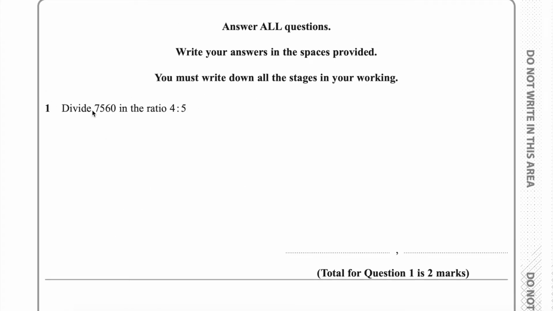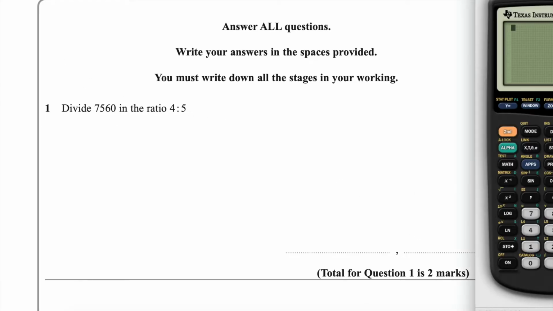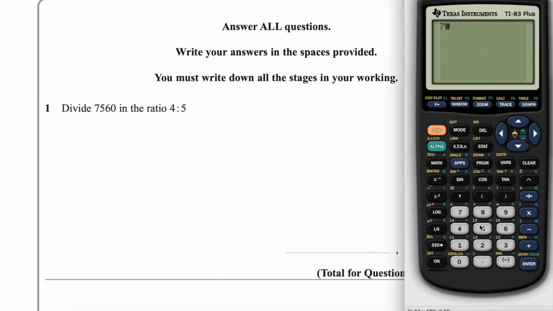So question 1 says divide 7,560 into the ratio 4 to 5. Well, how many parts do we have? We have 9 parts. So we need to divide 7,560 by 9 and then multiply it by 4 and 5. Or you could just multiply this by 4 over 9. However you want to do it. So I'll just get a calculator.